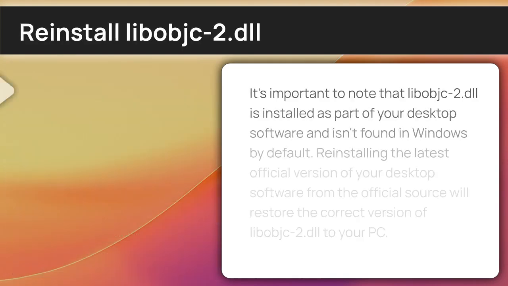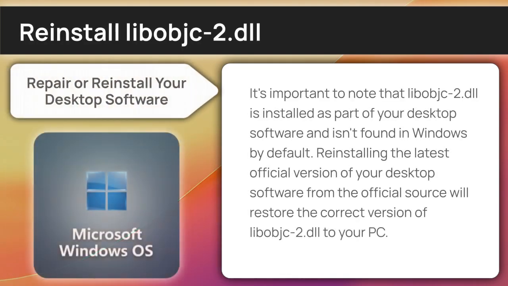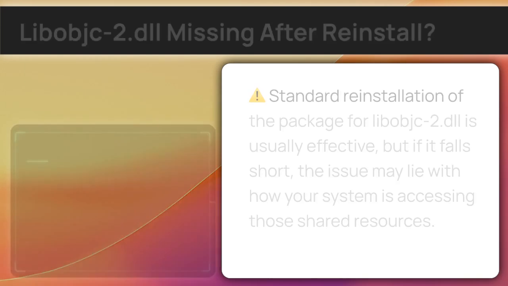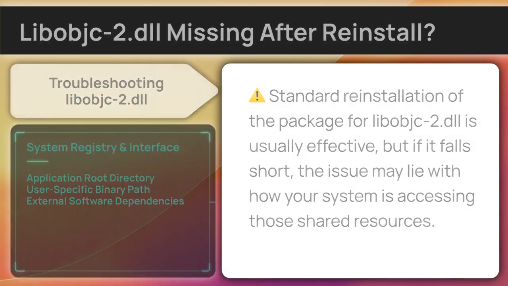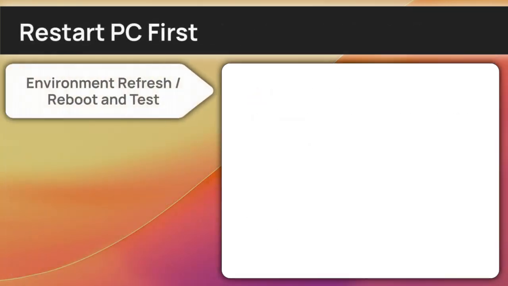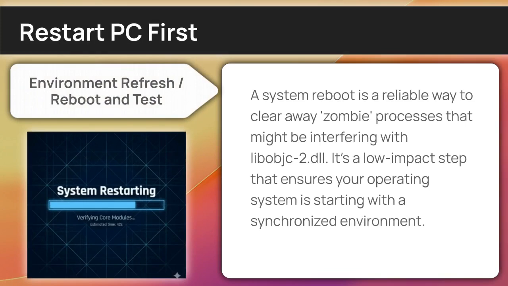It's important to note that libobjc-2.dll is installed as part of your desktop software and isn't found in Windows by default. Reinstalling the latest official version of your desktop software from the official source will restore the correct version of libobjc-2 to your PC. Should the reinstallation fall short, the next step in our protocol is to validate the integrity of your system's startup environment. A quick system restart is a practical way to ensure that all shared libraries, including libobjc-2, are being loaded correctly into the current session's memory.